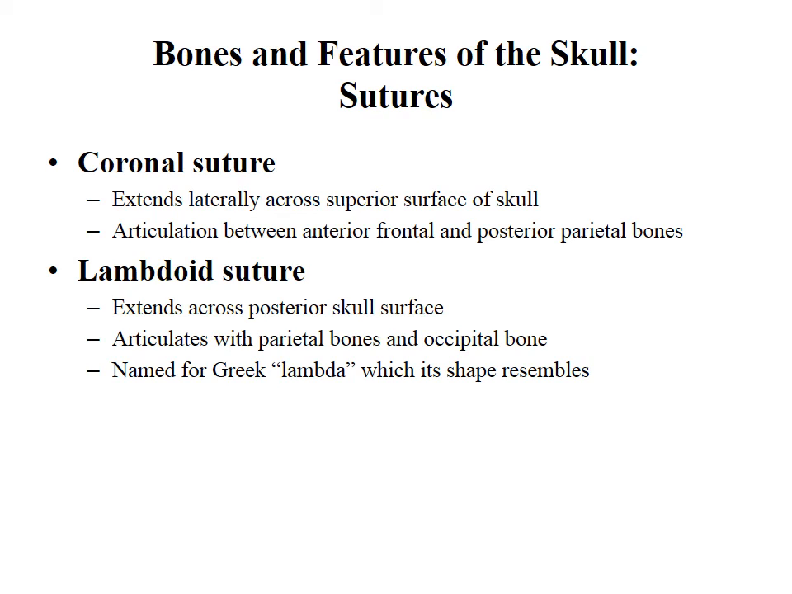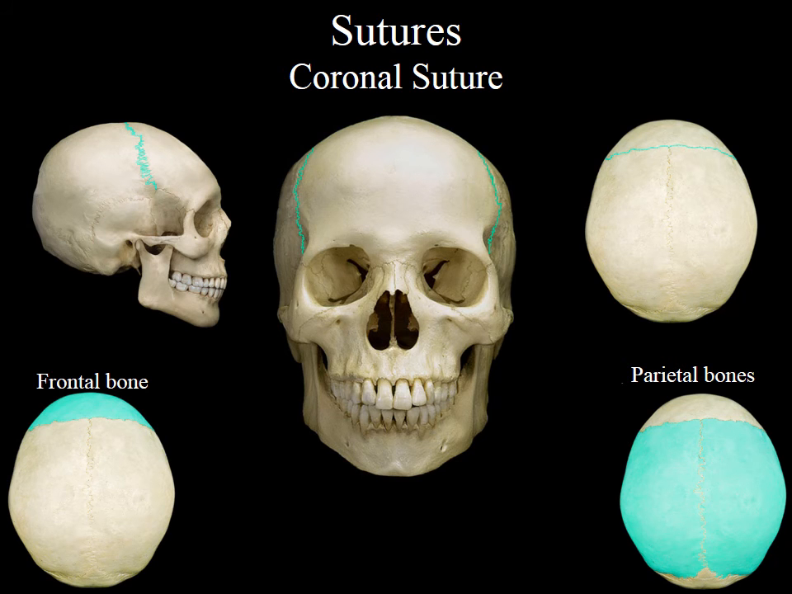The lambdoid or lambdoidal suture is going to be seen in the posterior aspect of the skull, and it's named because of the Greek lambda sign, which kind of represents like that. Okay? So on this lateral view here, you can see part of the coronal suture as it separates the frontal bone from the parietal bone.